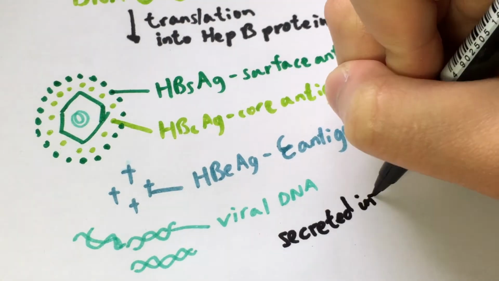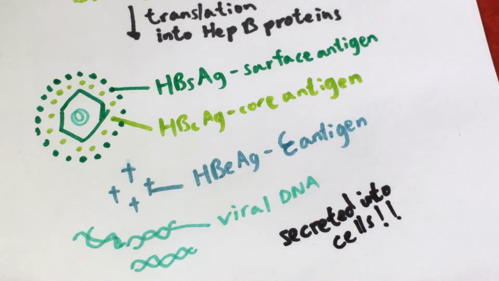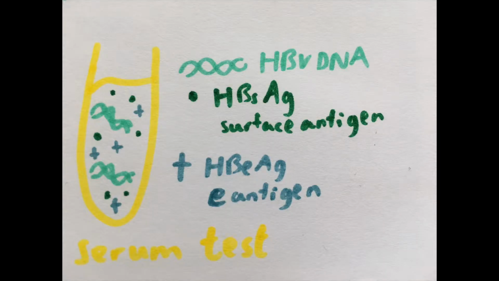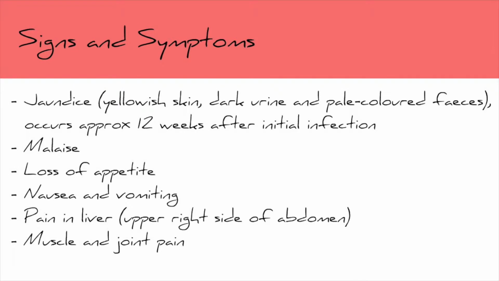Hep B is usually diagnosed when HBV DNA, surface antigen, and E antigen are detected in serum tests after exposure. E antigen correlates to the level of HBV replication. Many people with Hep B have no symptoms and don't realize they had an infection, but some people may experience some of the following symptoms.